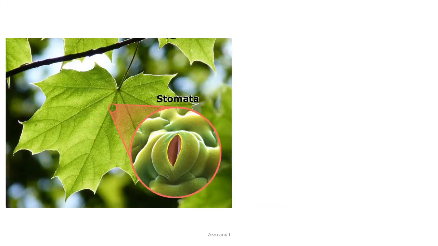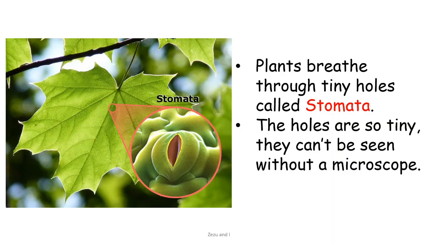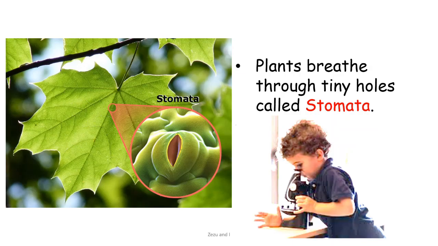Plants. Plants breathe through tiny holes called stomata. The holes are so tiny they can't be seen without a microscope. This is how you see something with a microscope. Now when you see a plant in your home, have a closer look at the back of the leaf or the front of the leaves. Find out if you see any tiny holes and do let us know in the comments. Now let's have a look at the difficult words from the lesson.